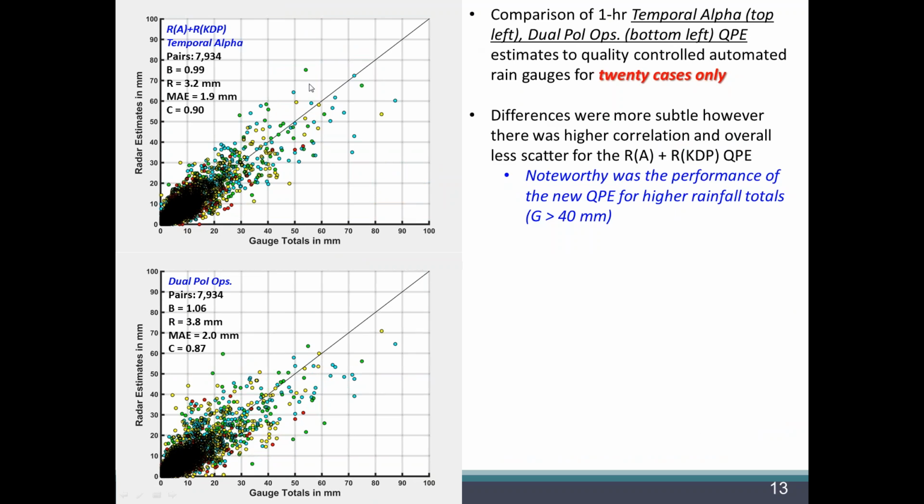This is just a comparison of 1 hour temporal alpha data to the dual pol operational data. This is for a smaller sample, 20 cases only, using the quality controlled automated rain gauges. The differences are more subtle because this is not accumulated over 24 hours, and 2, the automatic rain gauges sometimes are a little bit noisy. But for gauges greater than 40 millimeters, you can see the dual pol is underestimating more often than the R sub A data. And 2, if you look carefully, there's generally less scatter with the R sub A data than with the dual pol data. Again, the difference in the mean errors was significant.